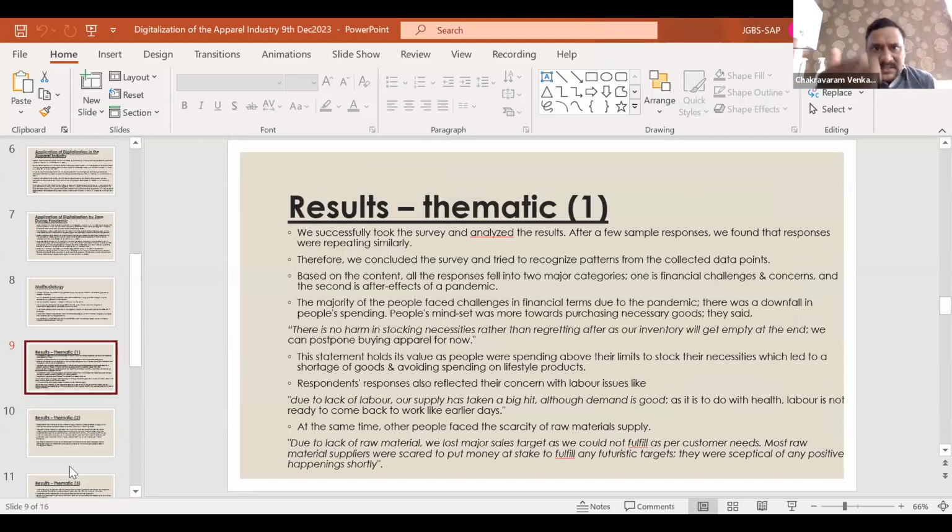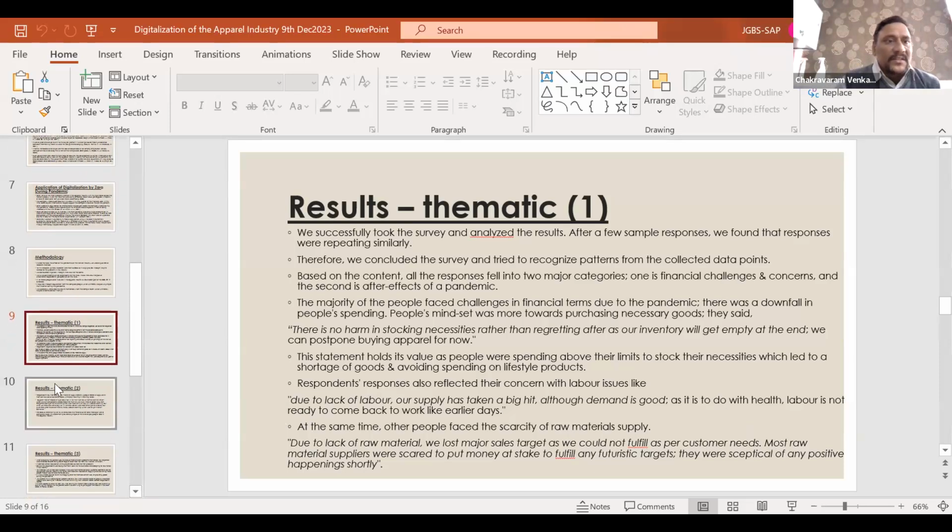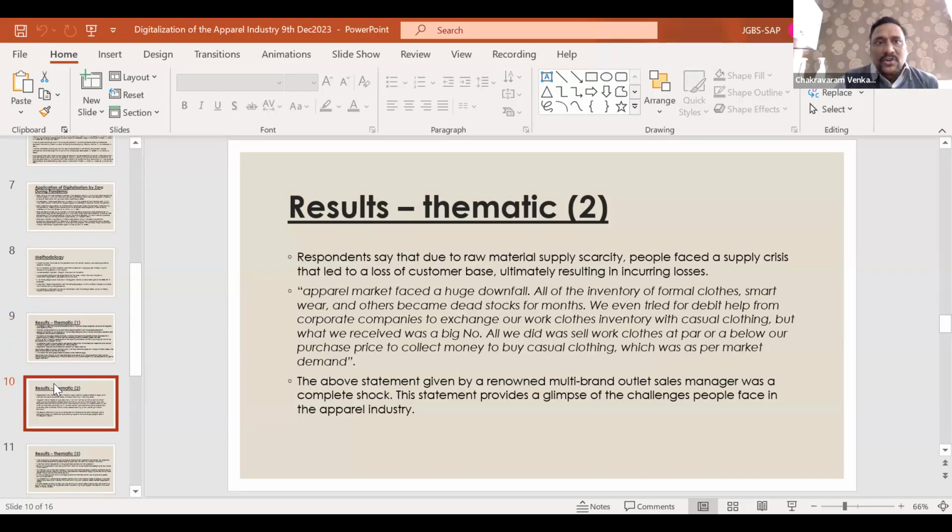These are the kinds of statements we received: there is no harm in stocking these necessities rather than neglecting them, as our inventory will get empty at the end. We can postpone buying apparel for now. Respondents also reflected concern about issues like: due to lack of labor, our supply has taken a big hit. Although demand is good as it has to do with health, labor is not ready to come back to work like in earlier days. Because of the lack of raw material, the supply chain also affected apparel industries, and they could not provide raw materials on time to fulfill and execute their orders.